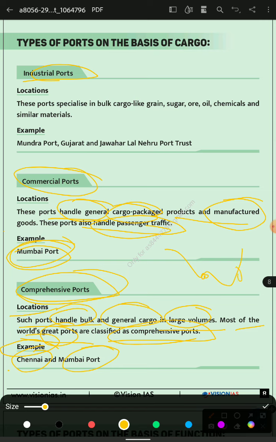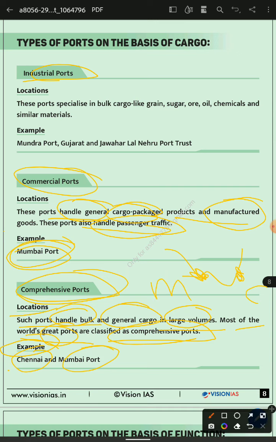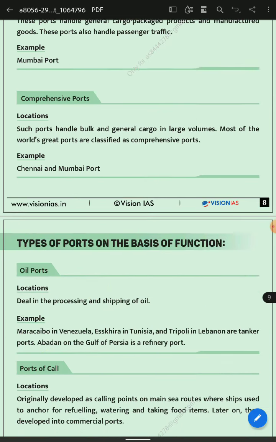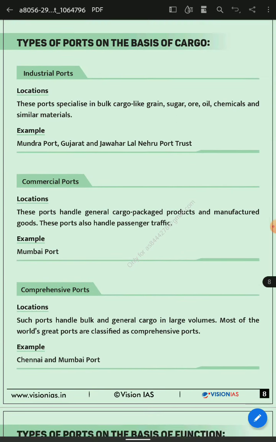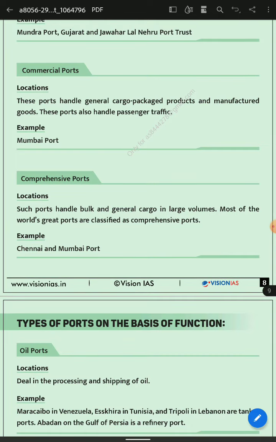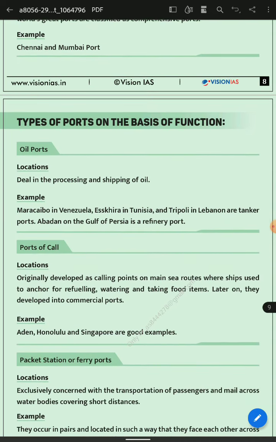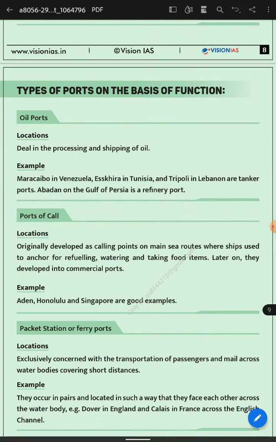Chennai is situated on this side and Mumbai on this side. You have realized the commercial as well as the industrial ports. Now you have realized the types of ports on the basis of function.